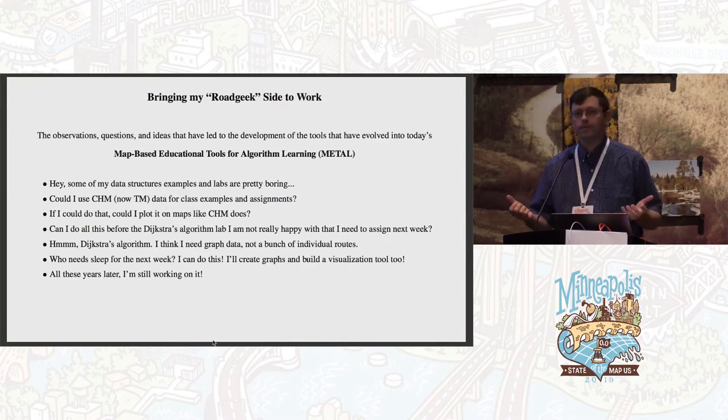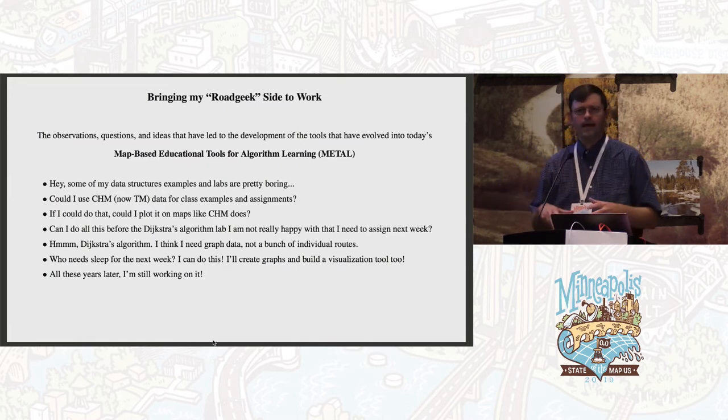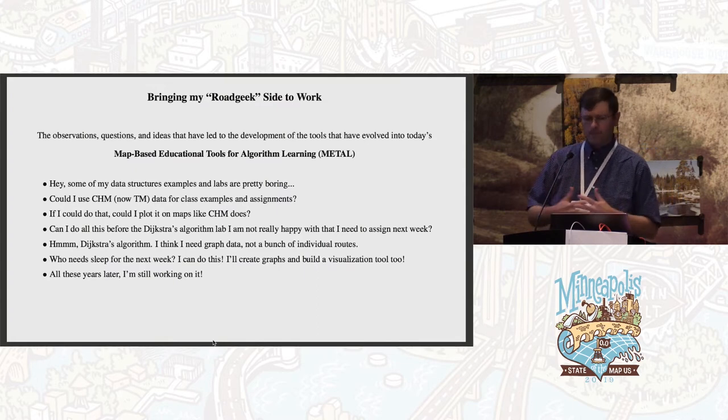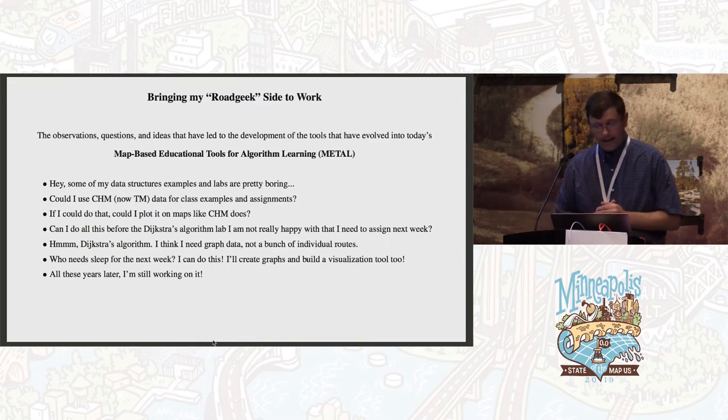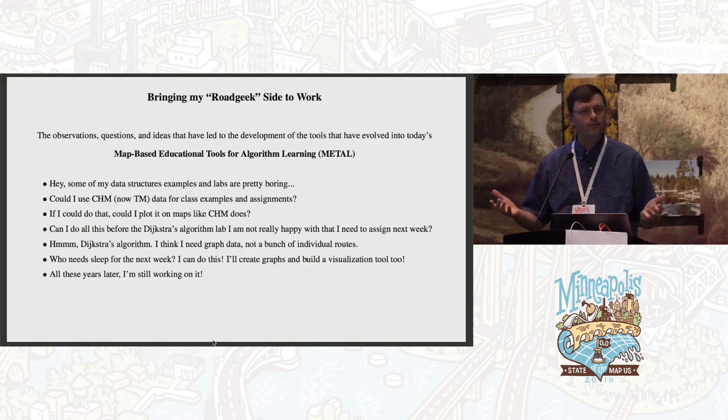So here was an opportunity for me to take some interesting data from, at the time, Clinched Highway Mapping, now Travel Mapping, build a few tools behind the scenes, and come up with a new lab. We were going to be doing Dijkstra's algorithm for computing single source shortest paths, basically driving directions. And I need to have this done by next week. Can I do this? I've got a one-year-old at home. My wife wouldn't mind if I just disappear for the weekend and make a new lab, right?